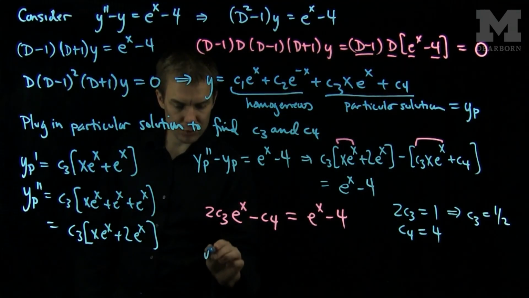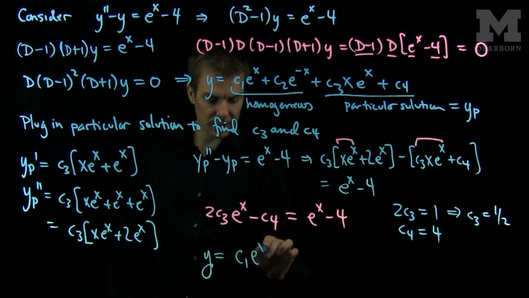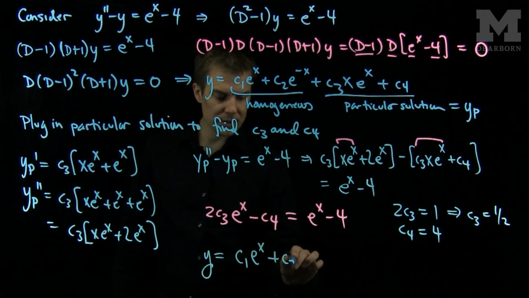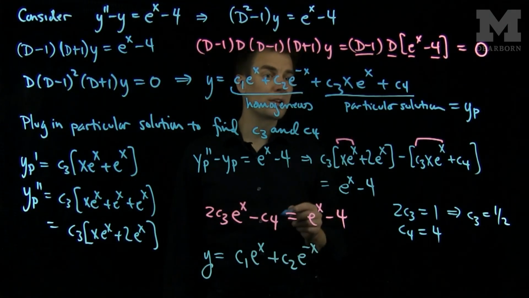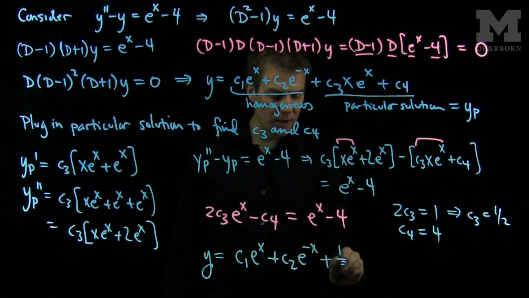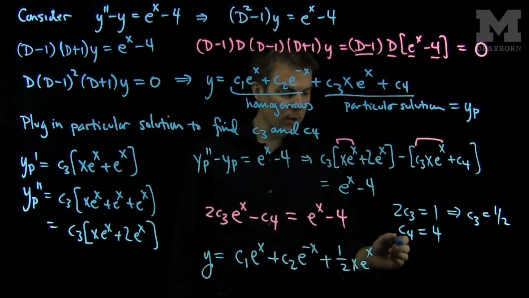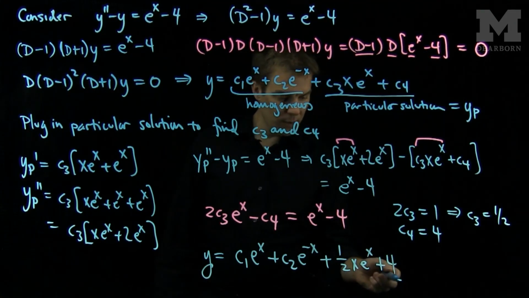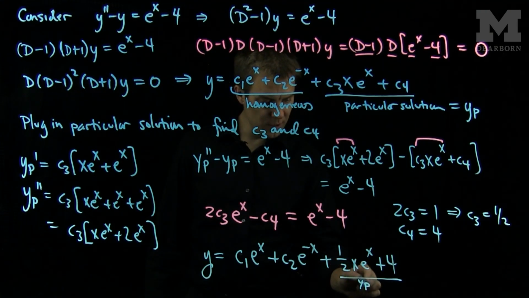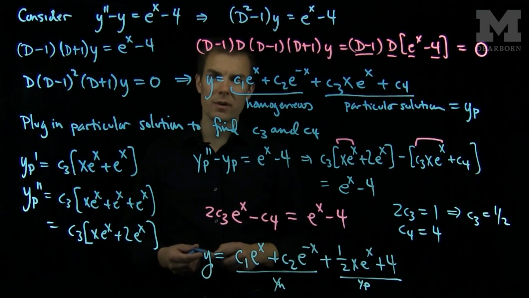So we can now write down the solution to our problem. The solution is the homogeneous part, c1 e to the x plus c2 e to the negative x, where c1 and c2 are arbitrary constants, plus c3, which we have found to be 1/2 x e to the x, plus c4, which we found to be 4. Over here we have our particular solution, y particular. Over here we have our homogeneous solution, y homogeneous, and we have solved our problem.